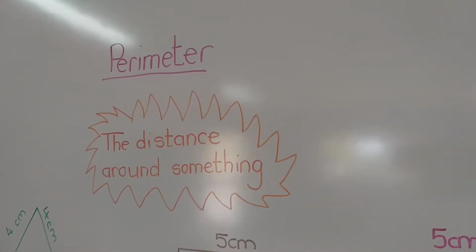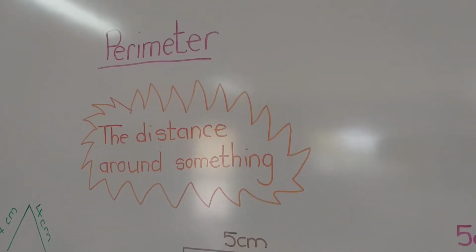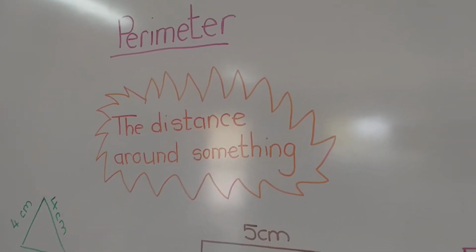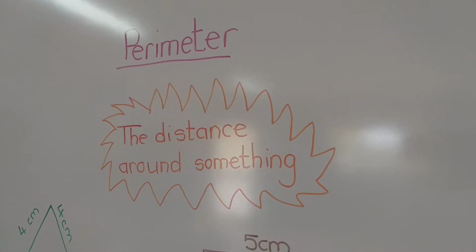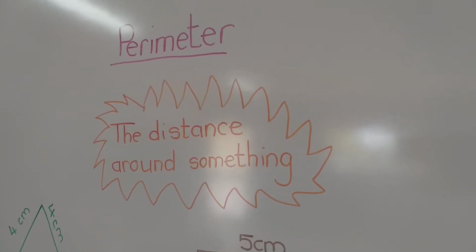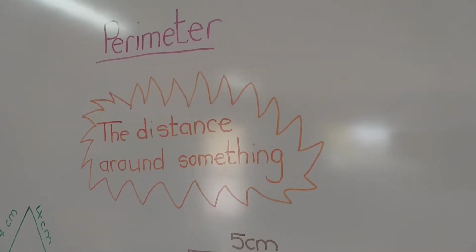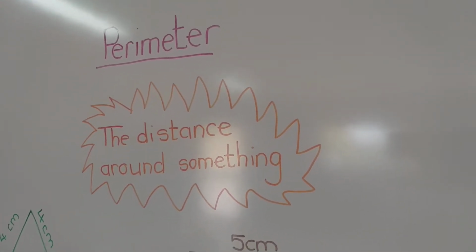All right, guys, we're going to do perimeter today. If you have a look there on the screen, perimeter is the distance around something. It's measuring the distance around an object or whatever it is.